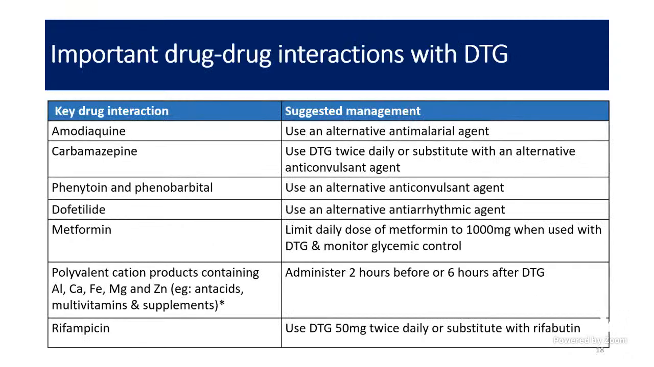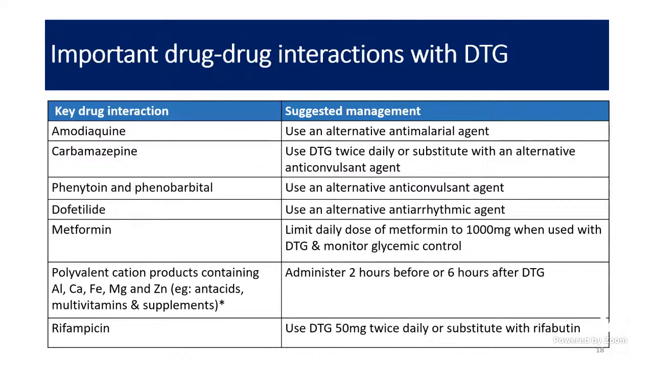Now, the drug interactions with DTG: there are a few interactions only, nothing major, but still we need to remember as physicians what they are. The antimalarial agent amodiaquine should not be used with DTG. Again, we have carbamazepine, an anti-epileptic drug. If we are using carbamazepine, we can use a double dose of DTG, or we can use some other anticonvulsant agent. Same with phenytoin and phenobarbitone. Dofetilide, an antiarrhythmic agent, is not in much use nowadays and should not be used with DTG.